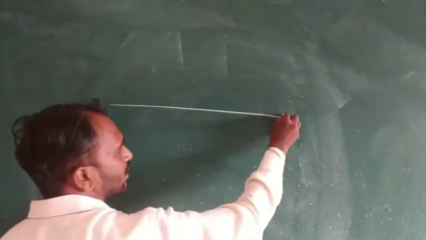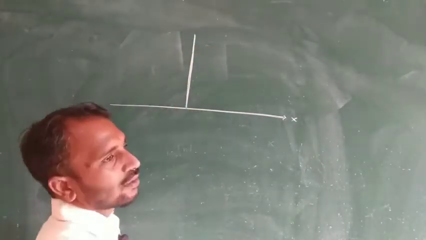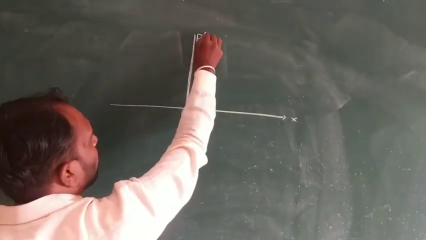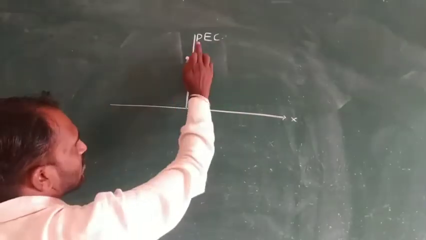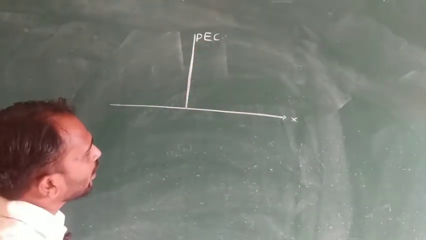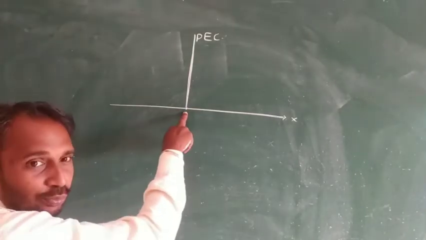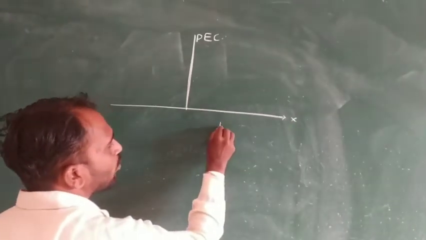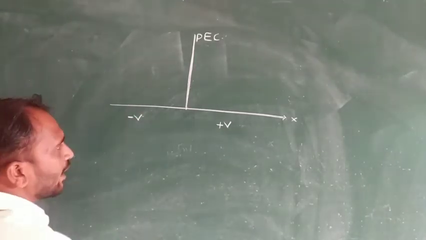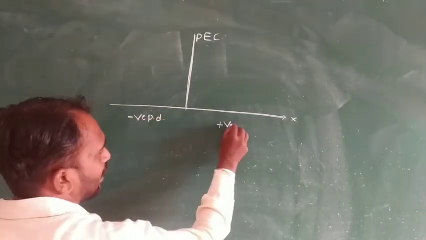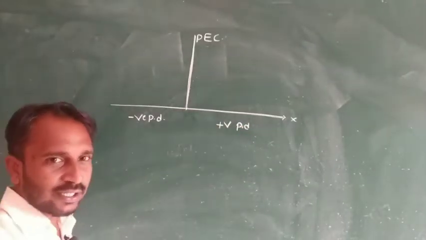Along the x axis we consider the potential difference, and along the y axis the photoelectric current. Suppose this is the origin, zero electric potential. On this side we consider a positive potential difference, and on this side a negative potential difference.